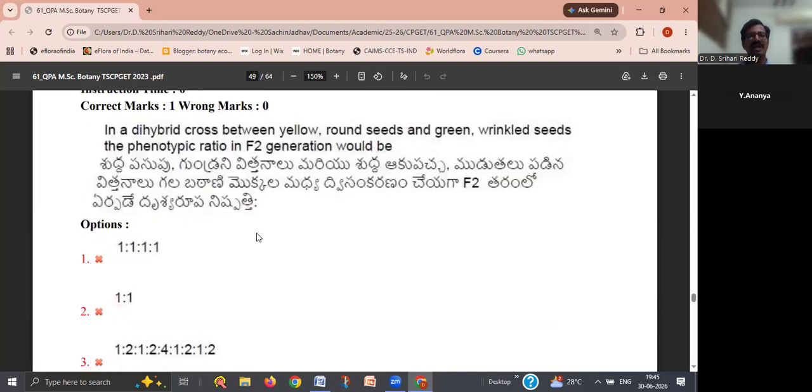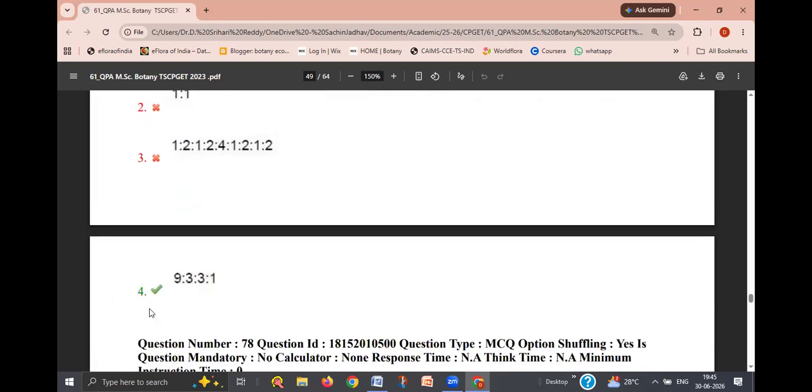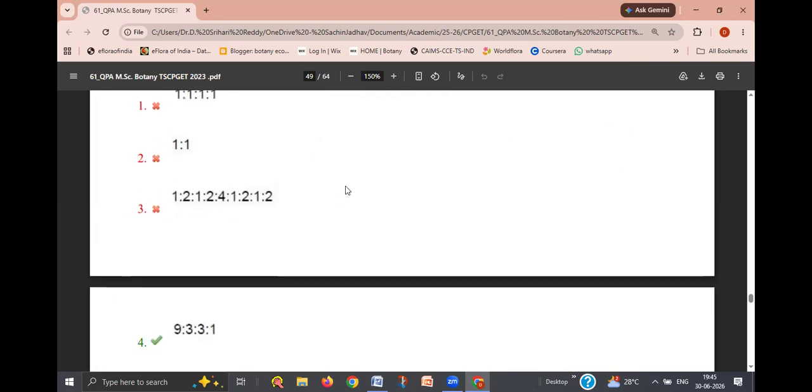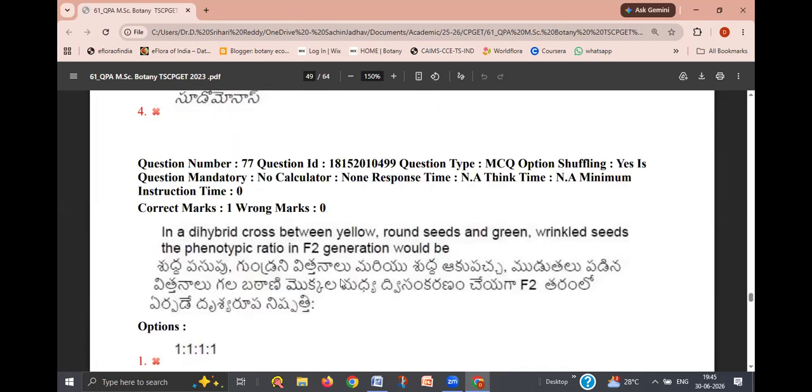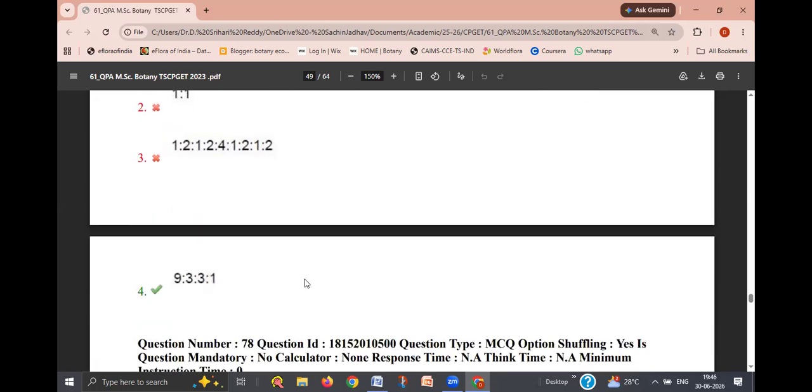And next, in a dihybrid cross between yellow round seeds and green wrinkled seeds, what is the phenotypic ratio in the F2 generation? Okay, it is a dihybrid ratio. We know the phenotypic ratio is always 9:3:3:1, and the genotypic ratio is 1:2:1:2:4:1:2:1. So they asked about the phenotypic ratio in F2 generation, that is 9:3:3:1. That is the right option.